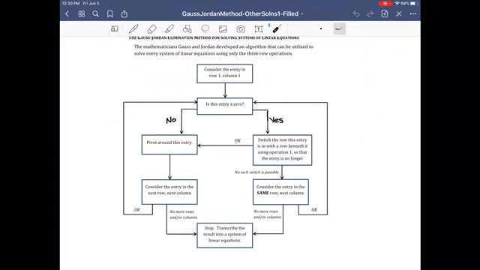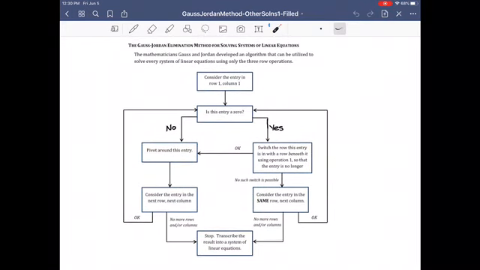Again, you start by putting your system in an augmented matrix. And like we did before, you're going to consider the entry in row 1, column 1, the top left entry. Just like before, you're going to say, is this entry 0? If it's not 0, then we're going to pivot around it, just like we did before. If it is 0, which could have happened in our previous method, you want to switch it with a row that's beneath it, so you can get a 1 in this entry.